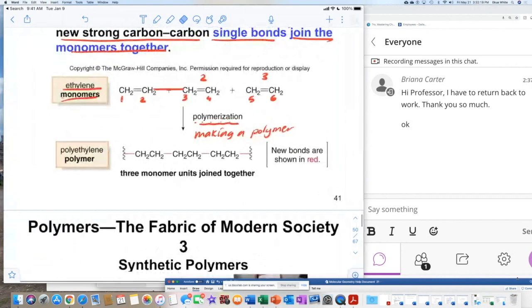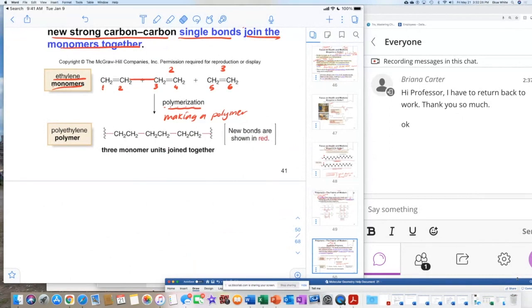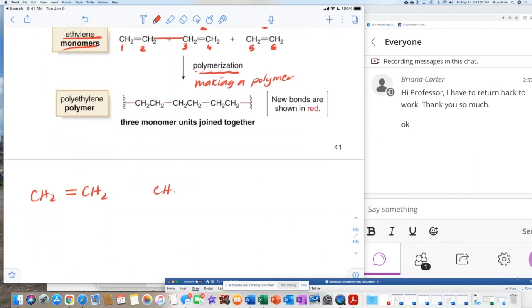So let me draw it here on a different page because I feel like I have more freedom when I draw it out myself. So here, CH2, CH2, and then CH2, CH2, CH2, CH2. So carbon 1, 2, 3, 4, 5, 6. These are about to form a polymer. You're joining individual units to form a polymer. So I can erase one of the bonds here.